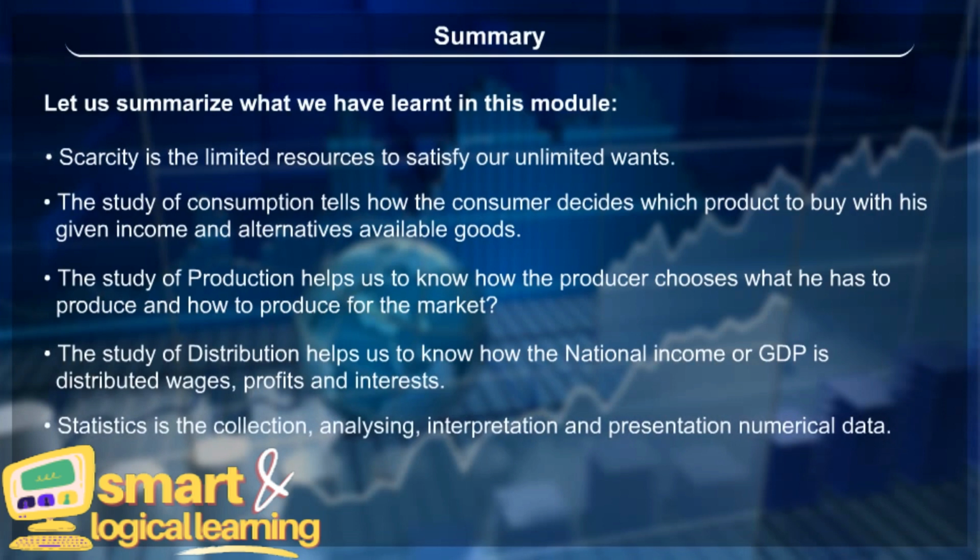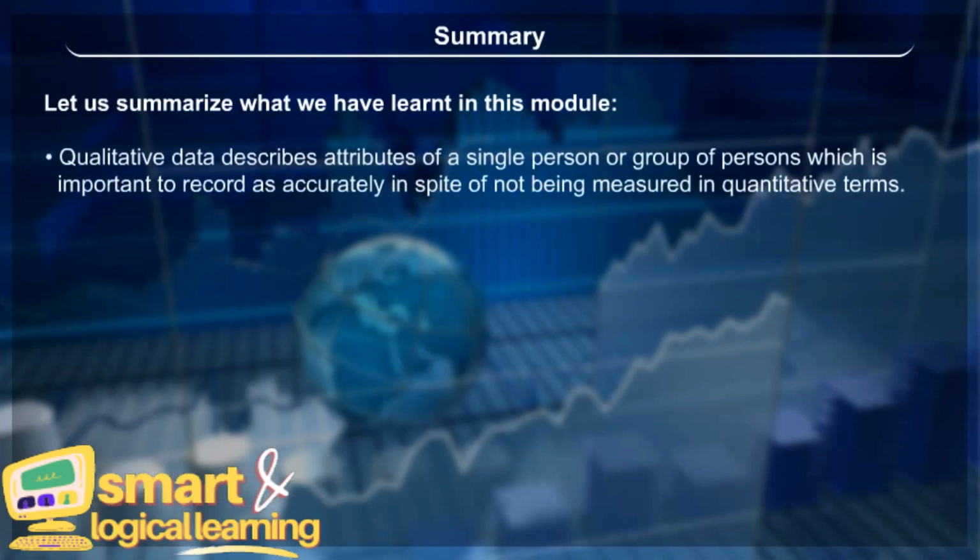Statistics is the collection, analysis, interpretation and presentation of numerical data. There are two types of data used in economics: quantitative and qualitative. Qualitative data describes attributes of a single person or group of persons, which is important to record as accurately in spite of not being measured in quantitative terms.